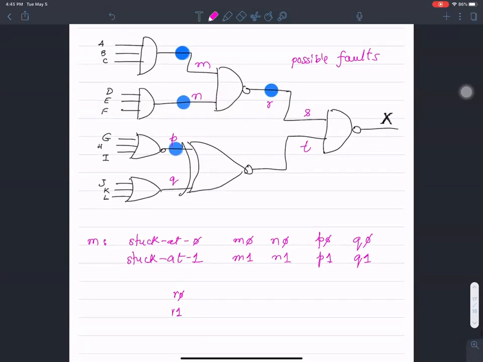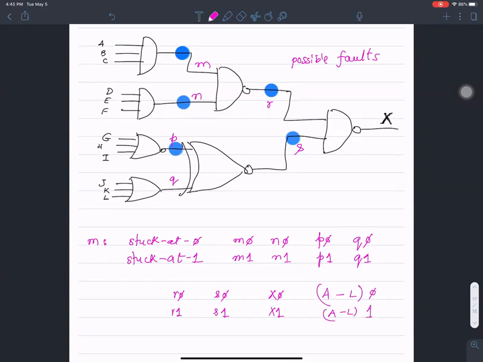And this is the same thing as R, right? So I don't want to duplicate those. S, this guy is S. So S could be stuck at 0 or S could be stuck at 1. The same with X, could be stuck at 0, X could be stuck at 1. And the exact same thing for inputs A through L. Each of these 12 inputs could be stuck at 0 or they could be stuck at 1.